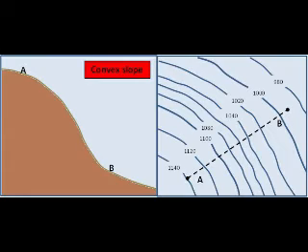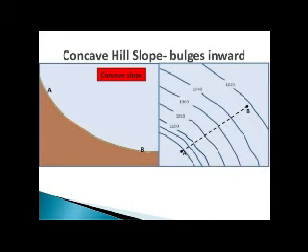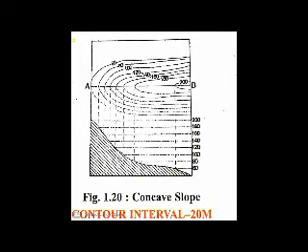The first one is the convex slope. It starts steeply from the bottom and becomes more gradual at the top. The higher contours are wide apart while the lower contours are drawn close. The second one is the concave slope. It has a gentle slope at the bottom but a steep slope at the top. The lower contours are wide apart while the higher contours are drawn close together.